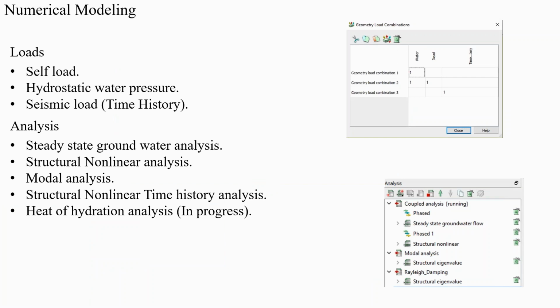The numerical analysis covers self-load, hydrostatic water pressure, and time history seismic analysis. The analysis also covers steady state groundwater analysis, structural nonlinear analysis, modal analysis, transient analysis, and we are working on heat of hydration analysis. Now we will discuss the results.